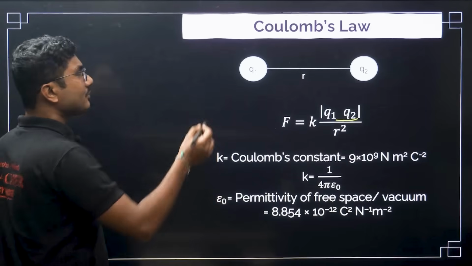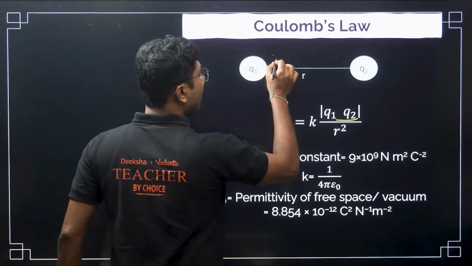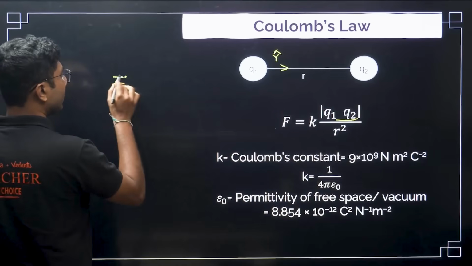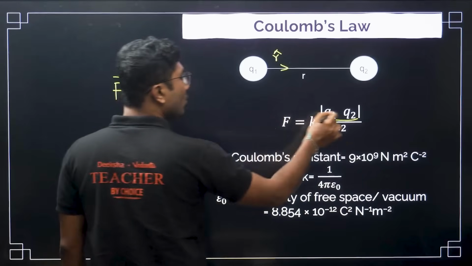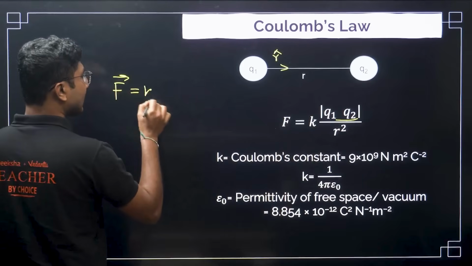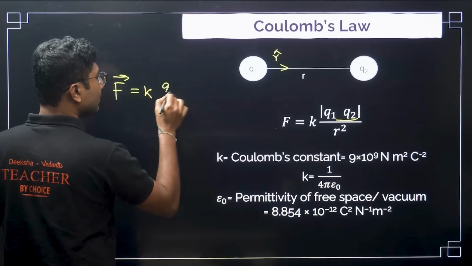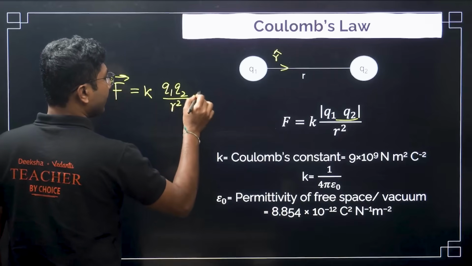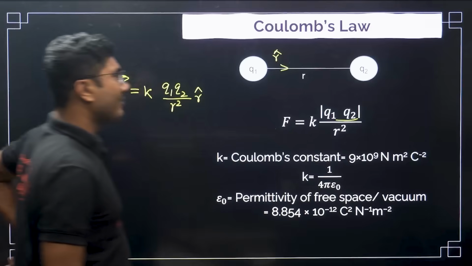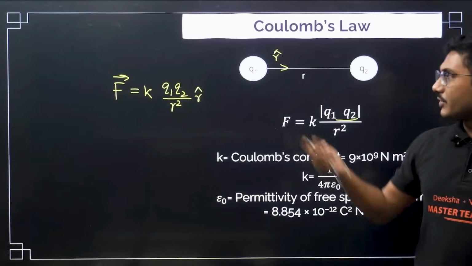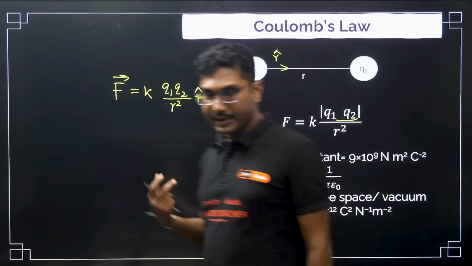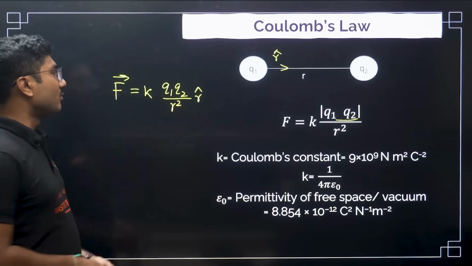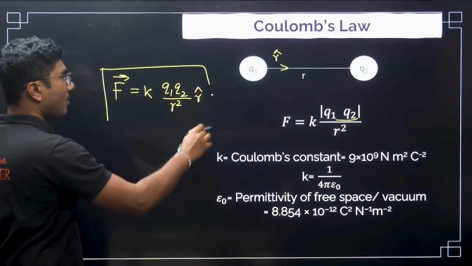Okay, so in that case you have to add one unit vector and change the form like this. F equals to, now remember that Q1 Q2, that is charge, is a scalar quantity, K is a constant, but force is a vector quantity, right? So you have only one vector present in this configuration, which is the distance. Distance is a vector quantity, right? So here you have to write this formula. This is the vector form of the same law.